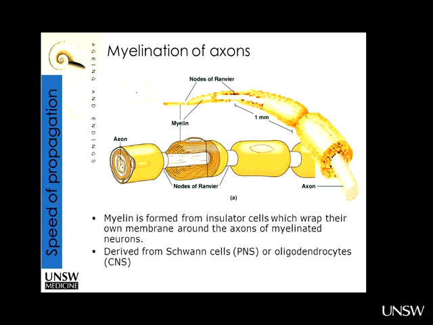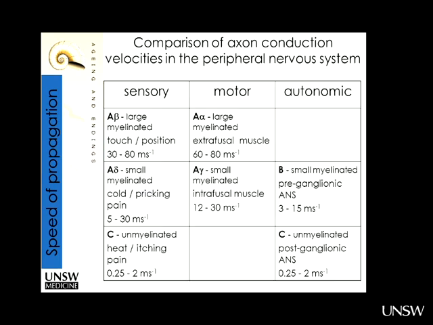One thing to note with myelination is that in your peripheral nervous system, it's derived from Schwann cells, and in your central nervous system, same function, but it's derived from oligodendrocytes. Basically, it means in a disease, if a certain virus or disease targets these particular cells, that's why you see PNS-specific disease or CNS-specific disease. And this is how vastly the speed of conduction can differ between myelinated axons and unmyelinated axons.